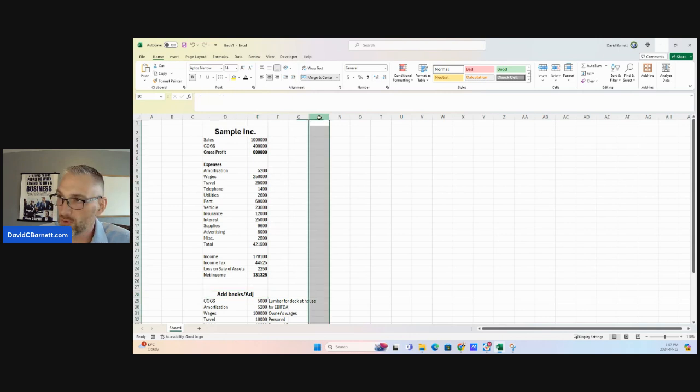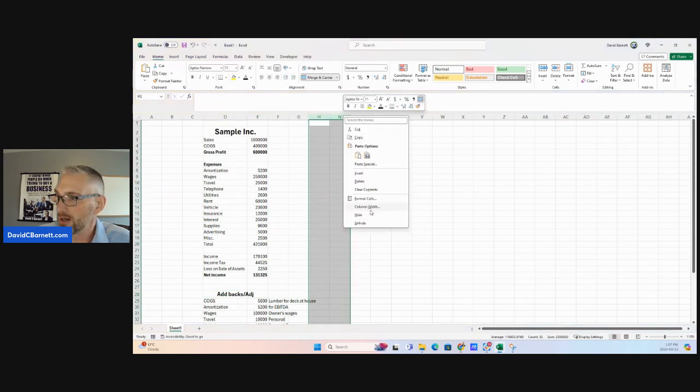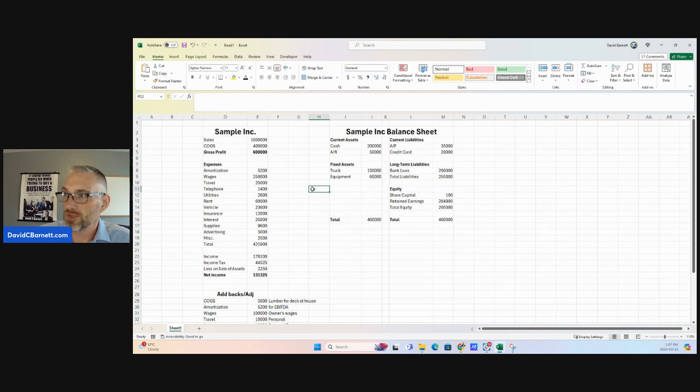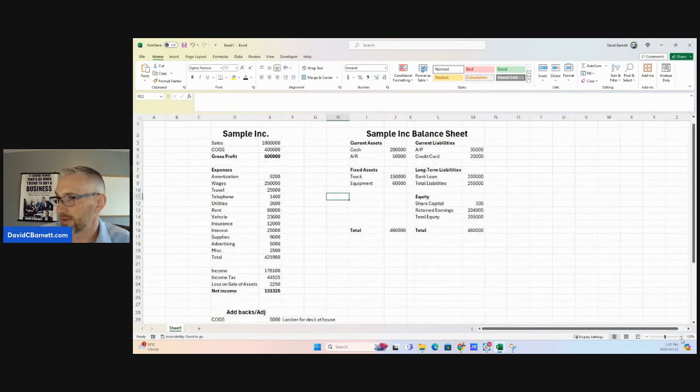Well, let me unhide some rows here, some columns. Unhide. Welcome to the balance sheet that goes along with this example company, right? And so on a balance sheet, and here I'm going to zoom in, make it a little bit bigger. On a balance sheet, you've got two sides. You've got the assets over here. So we have some current assets, cash and accounts receivable, $200,000 of cash and $50,000 of AR. And then we have a truck and some equipment. And our total over here on the side of the assets is $460,000.